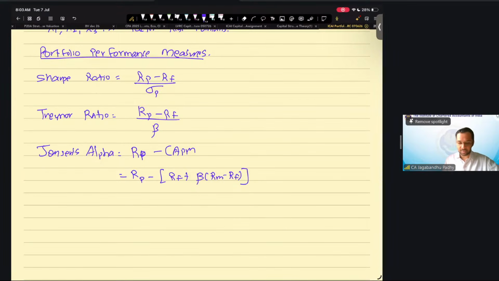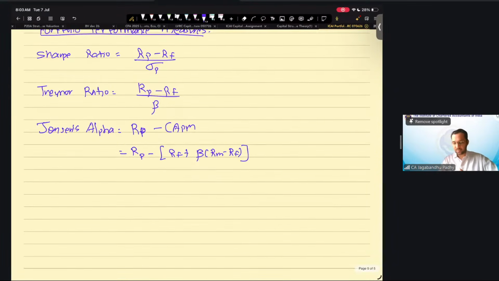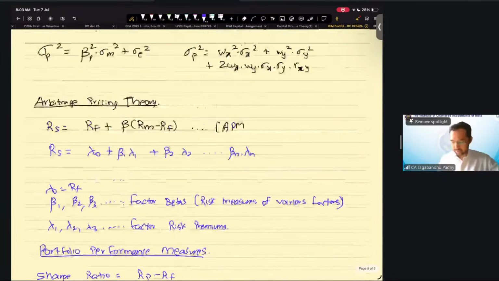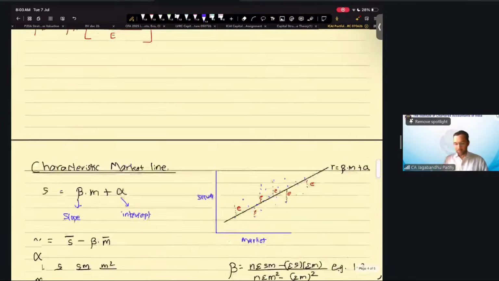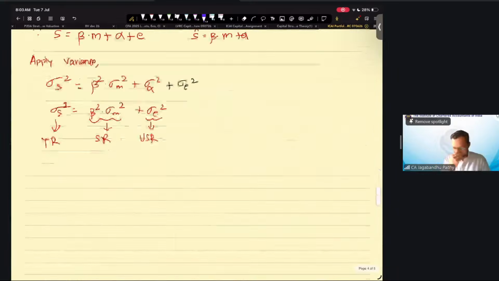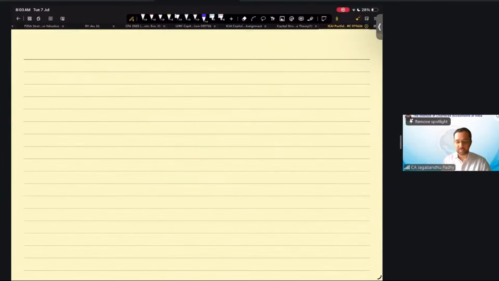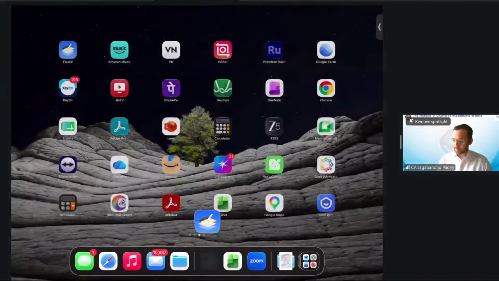Got it. So that's the revision part. We have done all the theories that we have in portfolio management. Now let's take up the assignment questions for discussion. Just share the assignment question.